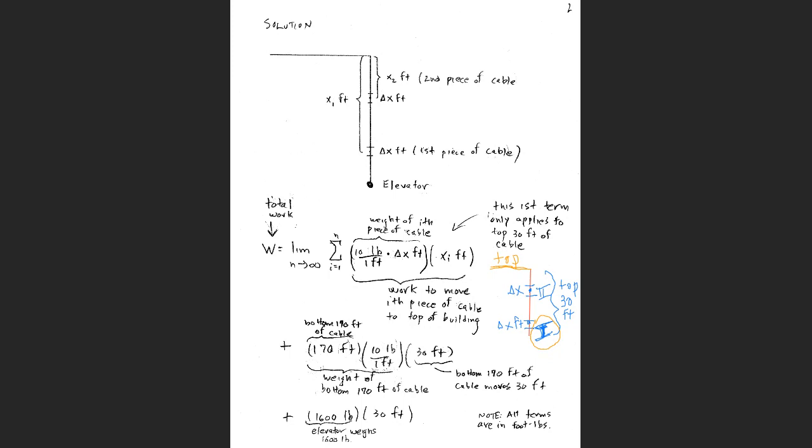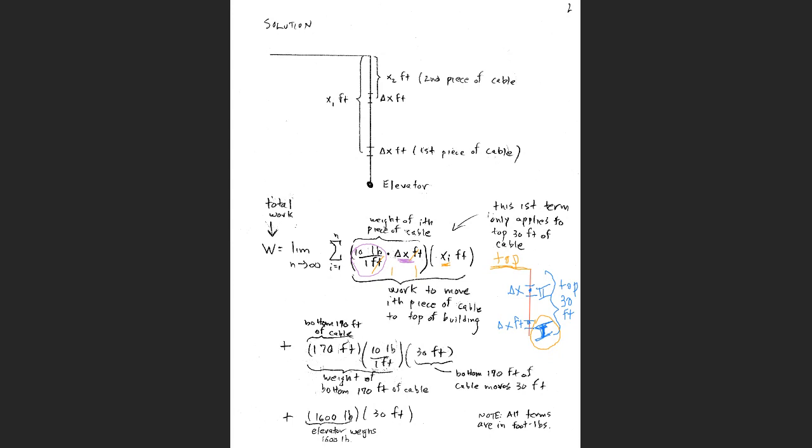So what you have to do is take into account how much each piece of cable weighs. Well, that's not hard. Each piece of cable in the top 30 feet of cable is delta X feet wide, and the cable weighs 10 pounds per foot. So the weight of the ith piece of cable is 10 times delta X pounds, because the feet here simplify out, right? But how far do you have to move that piece of cable? Well, you're going to move that piece of cable xi feet.